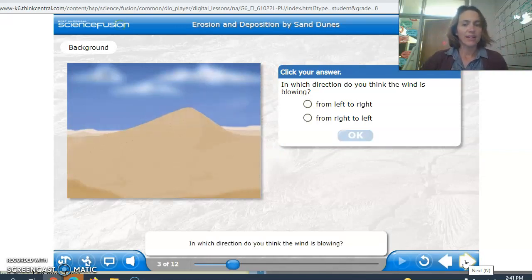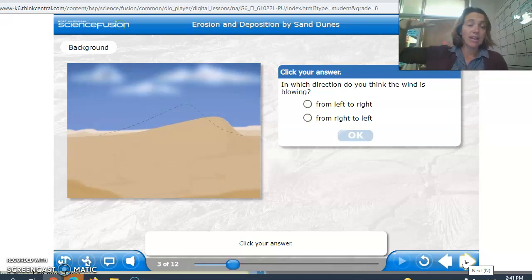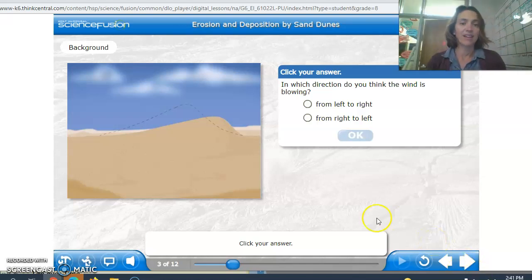Which way? So this is what the lab is all about. Is it blowing from left to right or right to left? And you can see, based on that change in shape, it is blowing from the left to the right. And it's kind of cutting it down and moving that sand dune. So, from left to right, okay?